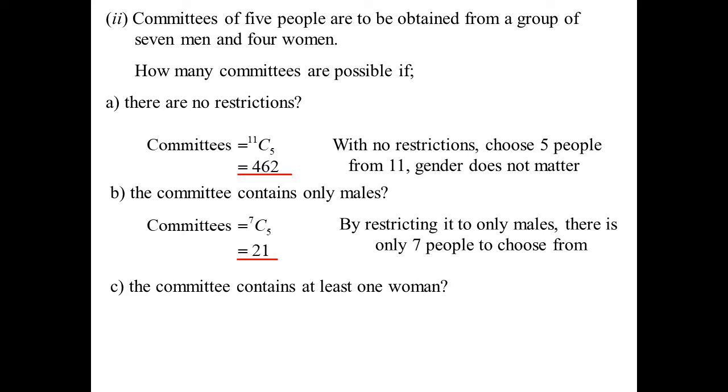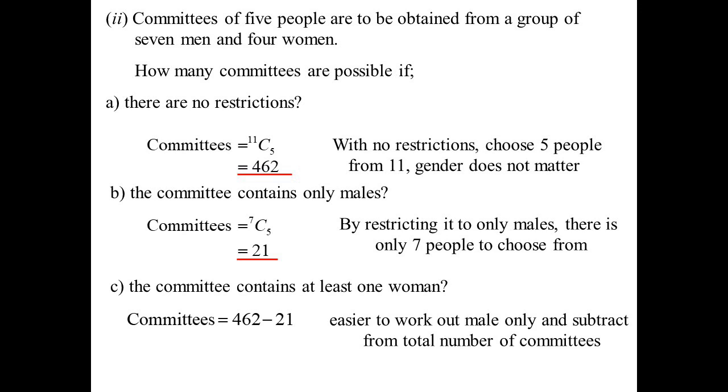But then we got enlightened and we said, oh, no, we'll let at least one woman be on the committee. So how many contain at least one? Well, we can still use our complementary idea. So I can say, well, I know there's 462 in total. If I take away those 21 which don't have any women in it, I must be left with the number of committees that have at least one woman. So 441.